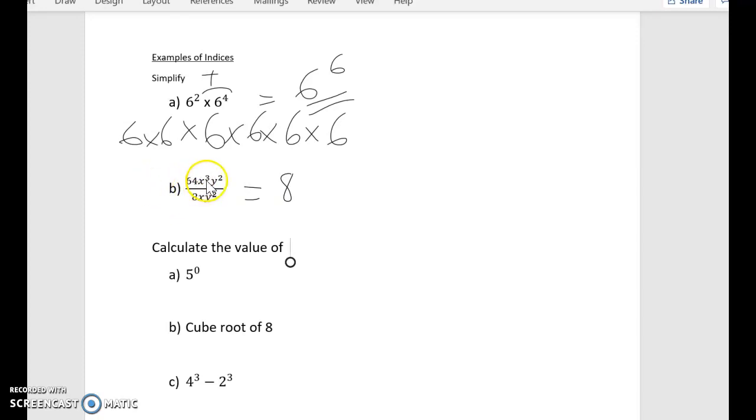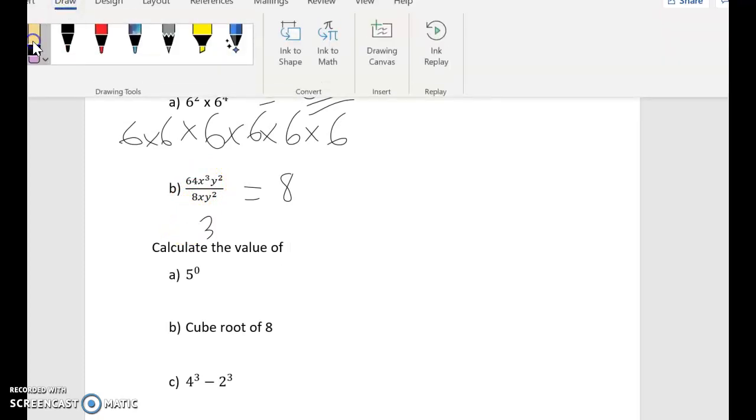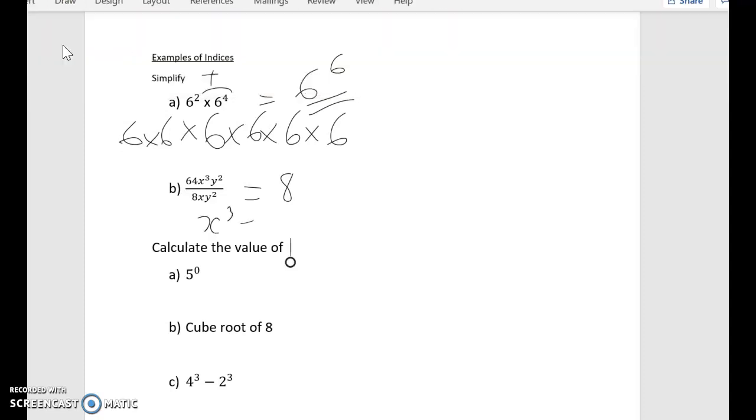Then I've got x to the power of 3 divided by x. What we're doing is taking away the powers because it's the opposite of multiplying. So we've got x to the power of 3, take away x. Now that's x to the power of 1 if it hasn't got a symbol. So it's x to the power of 3 divided by x to the power of 1, which leaves us with x to the power of 2. That's our second part of our question.